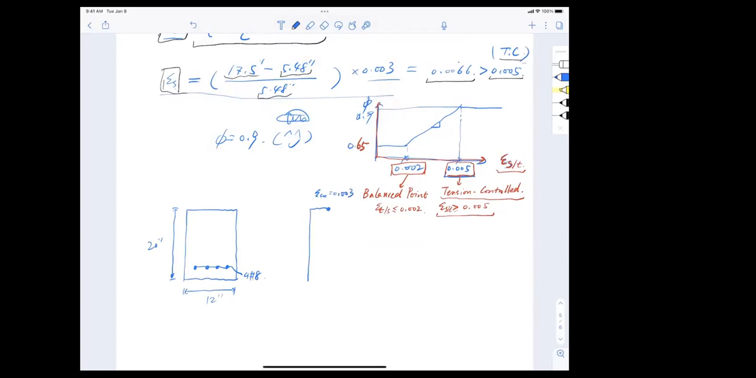0.003. Now, I want us to play a game. Remember the plane sections remain plane story. So when you bend the beam, the section rotates. If I assume it rotates to this level right here, and at this point the strain of steel, epsilon s, is equal to 0.002, let's approximate that as the yield strain of rebar for grade 60.